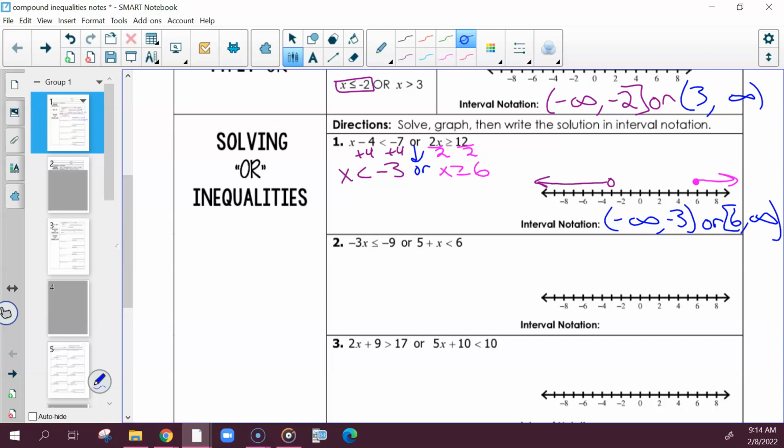Javier: Why is there a bracket on both sides for the infinity? For infinity or negative infinity, it's always a parenthesis, no matter what. What other questions do we have on that so far? So it looks complex, but really it's the same thing we were just doing with simpler equations. There's just now two of them.